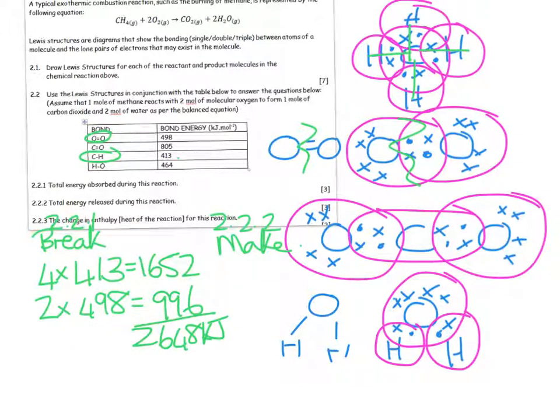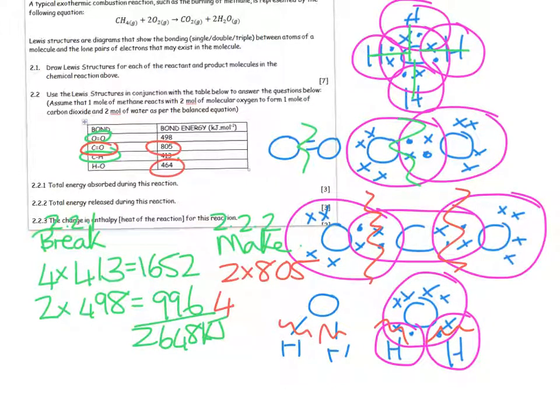Bonds that I need to make, I'm going to make 1, 2 C double bond O's, 805, so it's 2 times 805. And then I am going to also make 1, 2, 3, 4 new O-H bonds. And that turns out to be equal to 1610 and 1856. When I add that up, I land up with 3466 kilojoules.